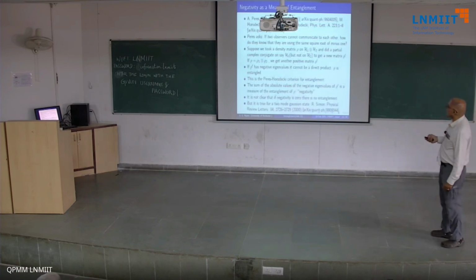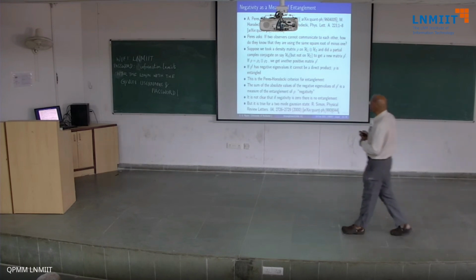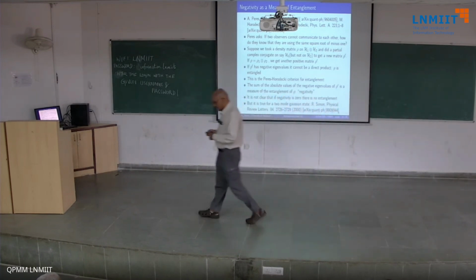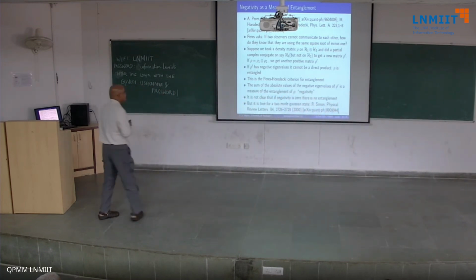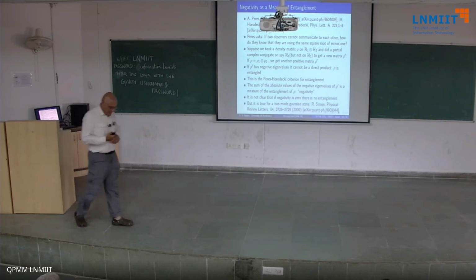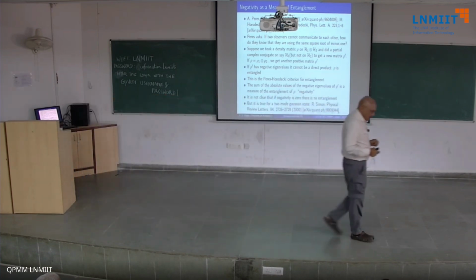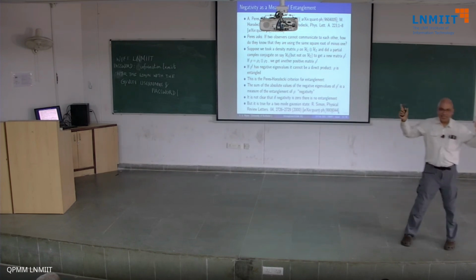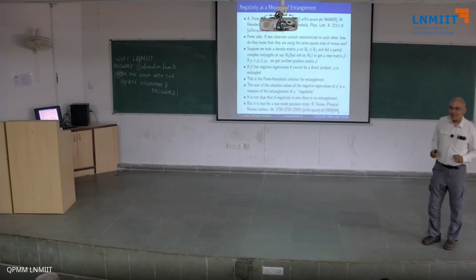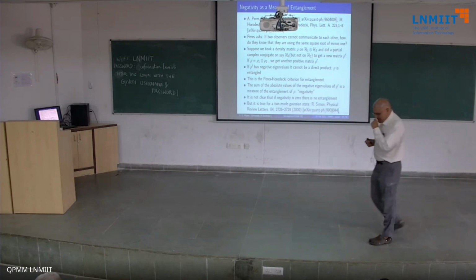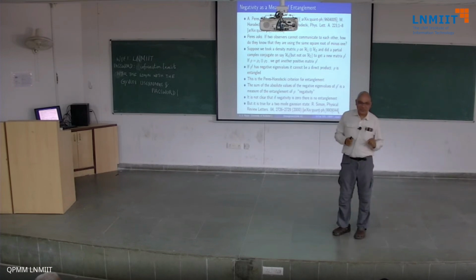So what is a test for this? Here comes this really interesting paper of Peres from the 90s. He says, suppose I have 2 observers who cannot communicate with each other. They're space-like separated. How do you know that they're using the same square root of -1?